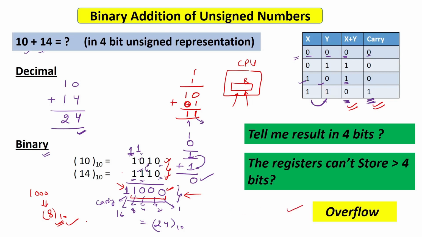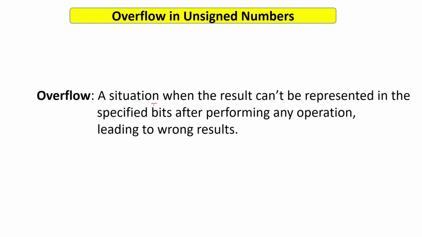Okay, so what do you mean by overflow? It is a situation when the result after doing any operation, let's say addition, subtraction, or any arithmetic operation, cannot be represented in the specified bits, which finally gives me the wrong result. Or you can say, if we have a 4-bit number, then how many different 4-bit numbers can you represent in case of unsigned numbers?